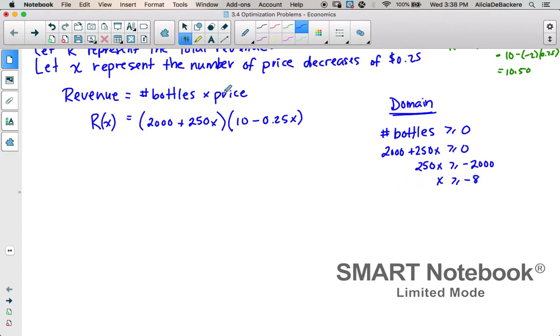Then I'm going to move on in my equation. The next thing I was looking at was the price. I'm going to ask myself, what would make sense here for the price that I charge the customer? Well, it can't be negative. I'm not going to pay them to take the bottles of nail polish. So my price here is going to be limited by 0. And again, I'll rearrange this.